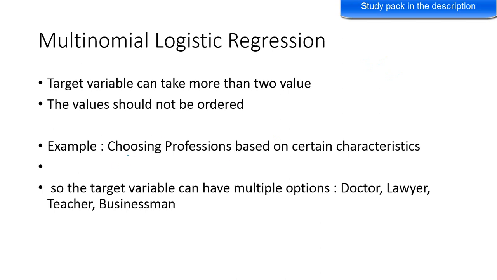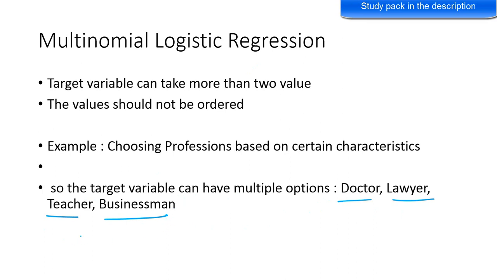Well, this is an example. In this example, we're trying to find out how different characteristics of a student are related to the profession that he chooses in his life. Choosing a profession based on certain characteristics is one multi-class problem where we can use multinomial logistic regression. The target variable can have multiple options: one can choose to become a doctor, a lawyer, a teacher, or a businessman. We cannot order these values.